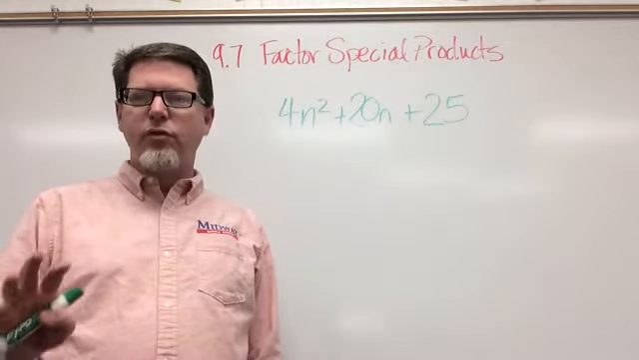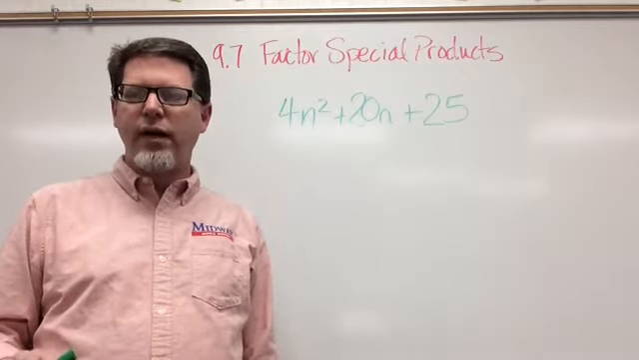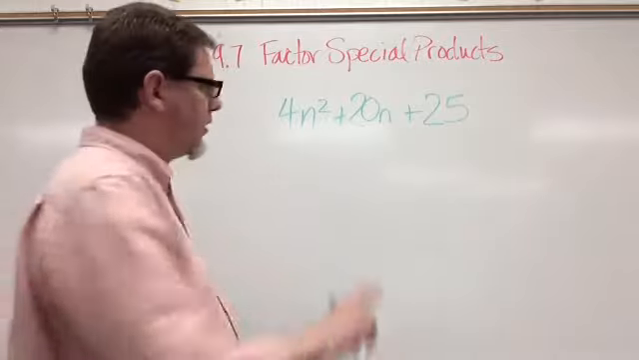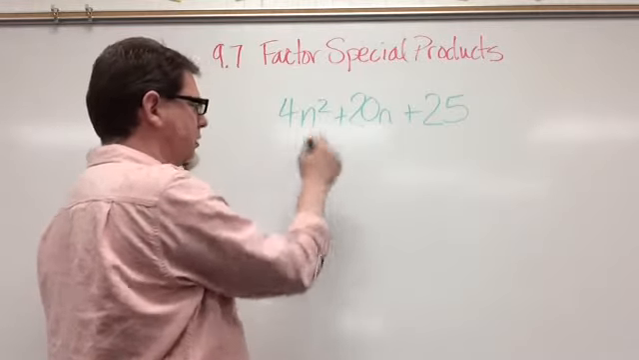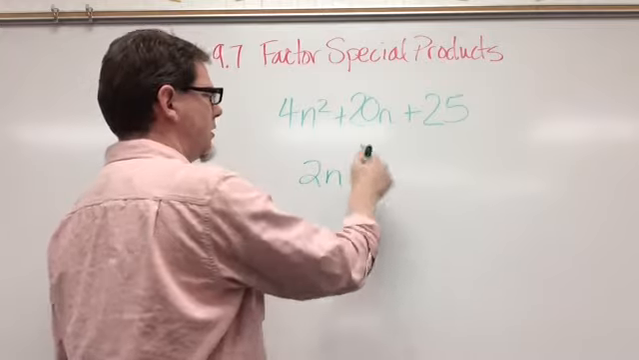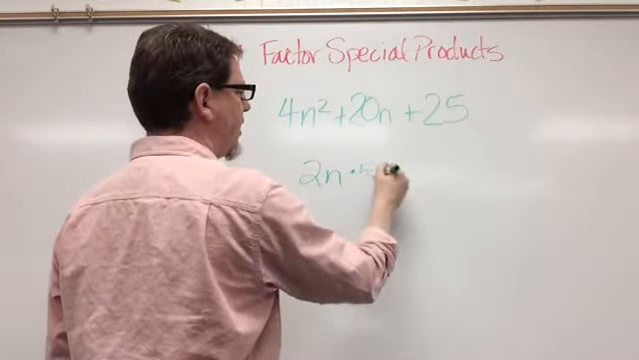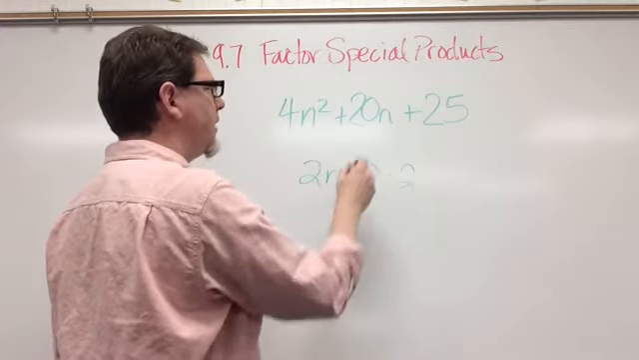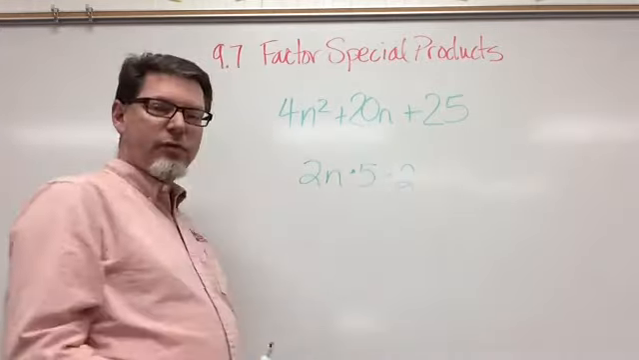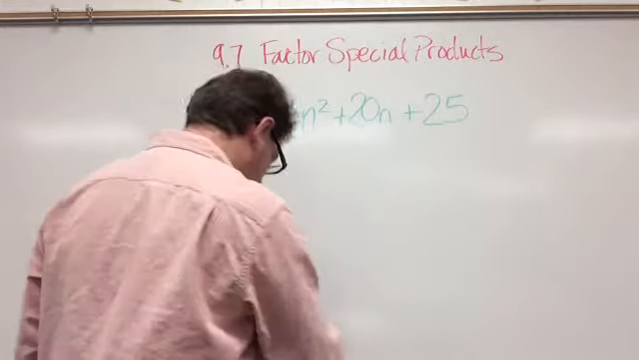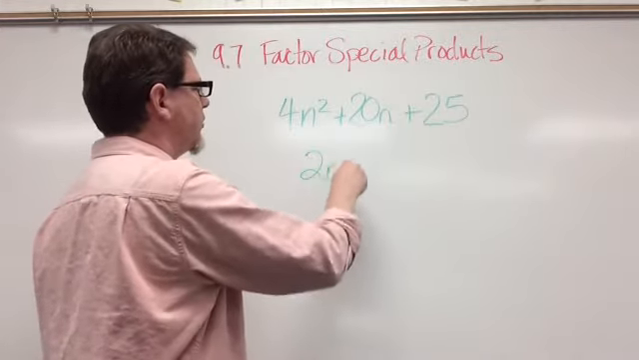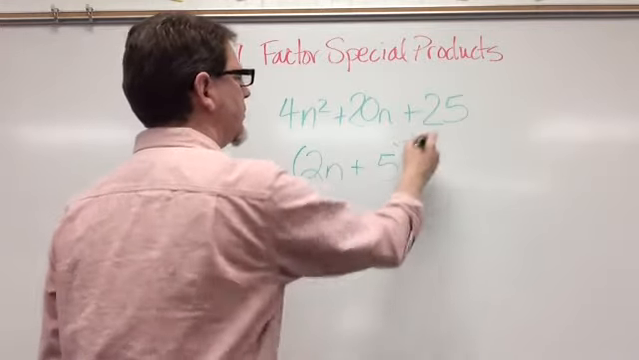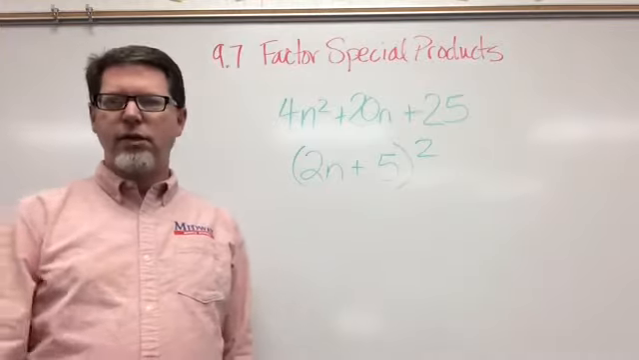I have another example, 4n squared plus 20n plus 25. Does this fit our perfect square trinomial model? The square root of 4n squared would be 2n, times the square root of 25, which is 5, times 2. 2 times 5 is 10, times 2 is 20n. It is 20n, so this is a perfect square trinomial. So in order to factor that, I just use the square root of the first term plus the square root of the last term, squared, and then I'm done.